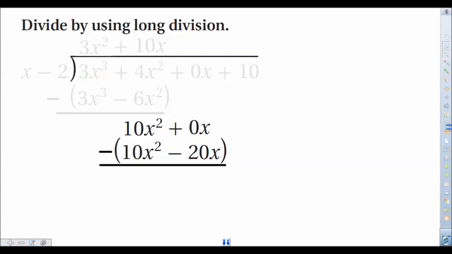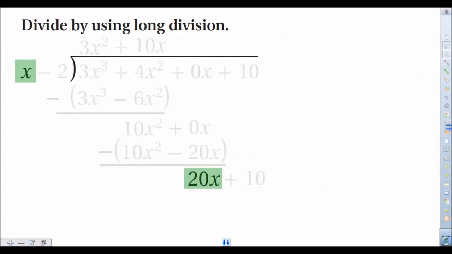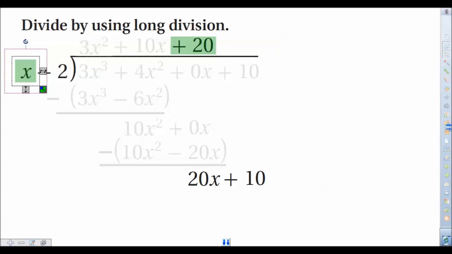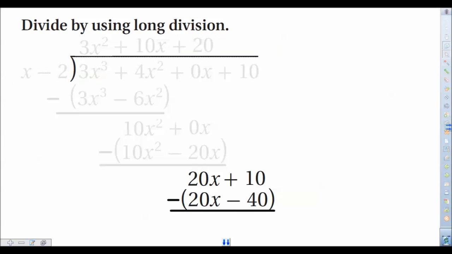Now it's time to subtract. Remember, this will cancel out, and then look at that, minus a minus 20, so we're actually going to add 20x. We'll bring down that 10, the process starts over again, 20x divided by x gives us 20. We're going to take that 20 and multiply it by x and also by the minus 2. We're going to put it directly underneath that stuff we just brought down. And then we're going to finish this off with a good subtraction. 10 minus a negative 40 actually bumps it up to 50.